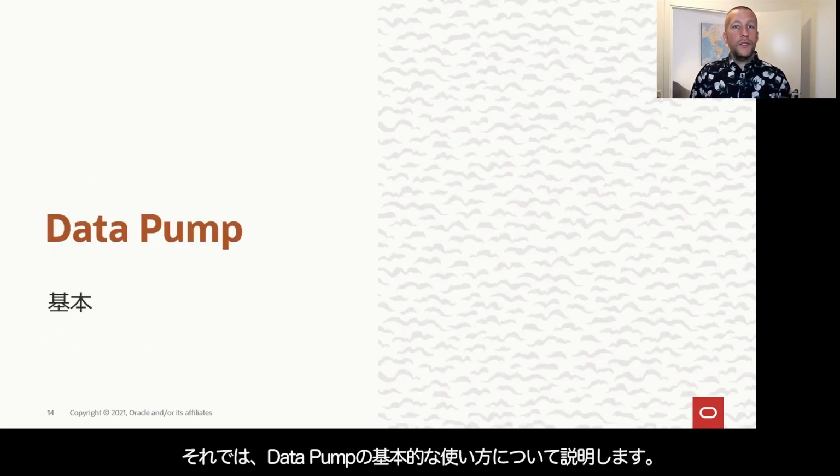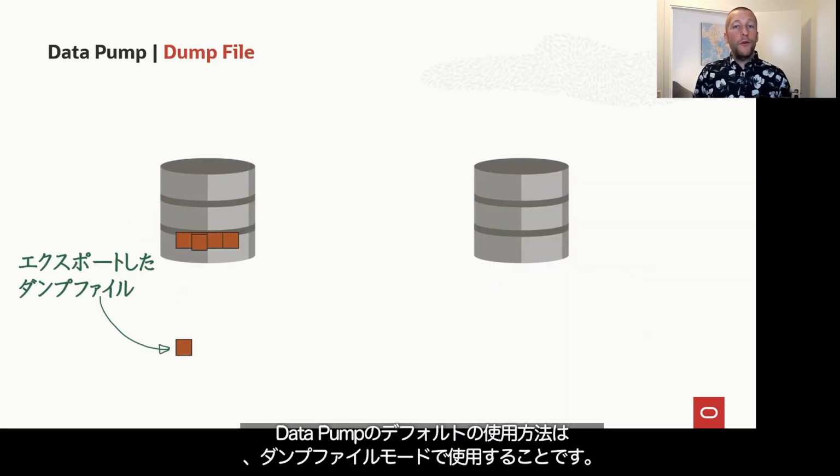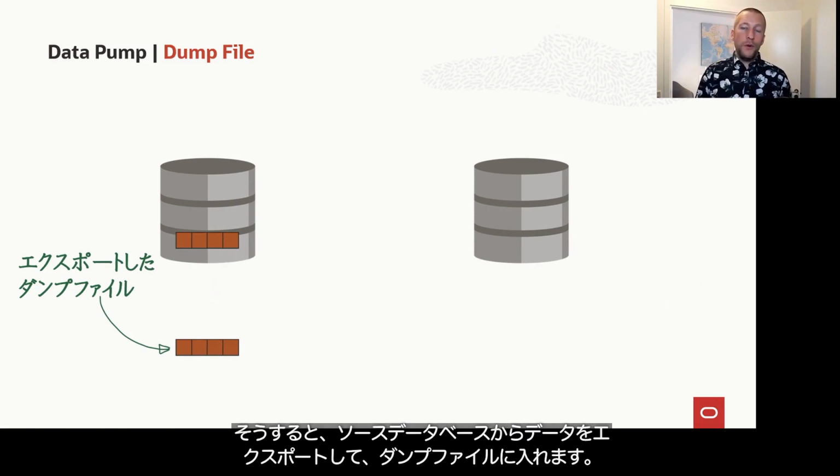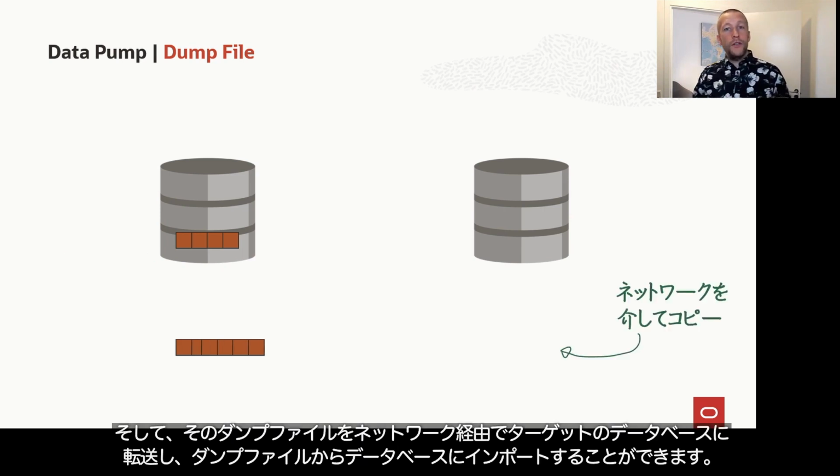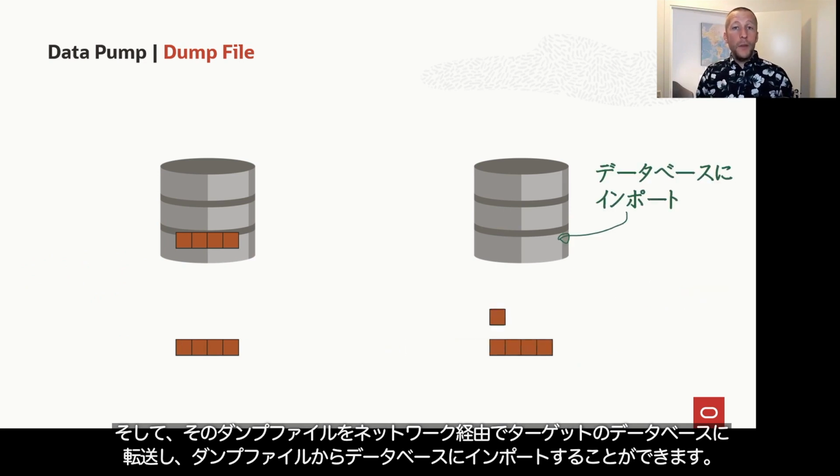So let's discuss the basics about Data Pump. The default way of using Data Pump is to use it in dump file mode. When you do that, you export the data from the source database and put it into a dump file. You can then transfer the dump file over the network to your target database, and then import from the dump file into the database.